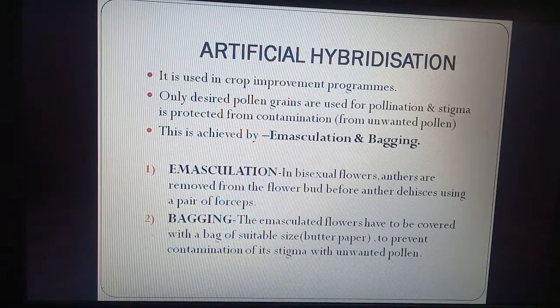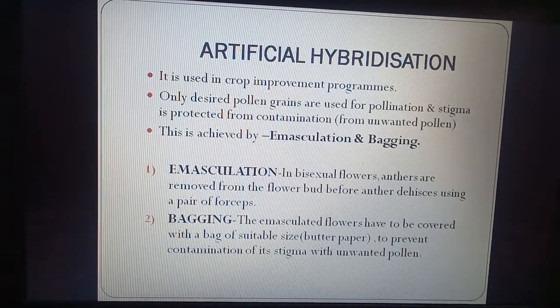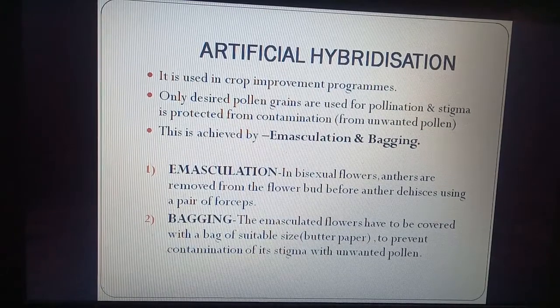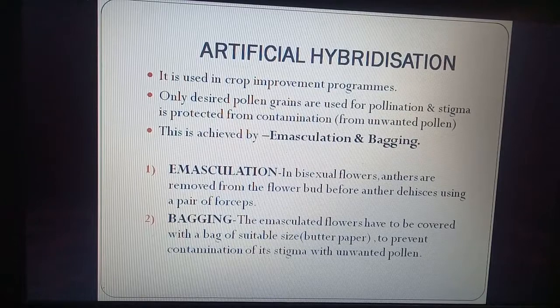Then bagging is done. The emasculated flower is covered with a bag of suitable size. So it is covered with a bag which is made of butter paper. Butter paper is a thin paper which has pores. This is done to prevent the contamination of the stigma with unwanted pollen. So by this method we can select only the desired pollen and they will land on the stigma.